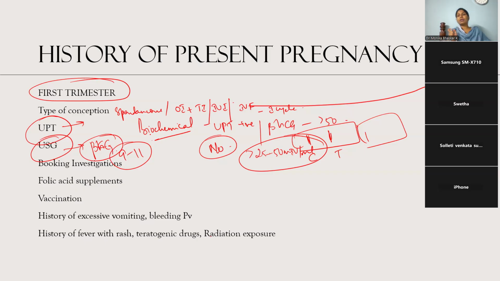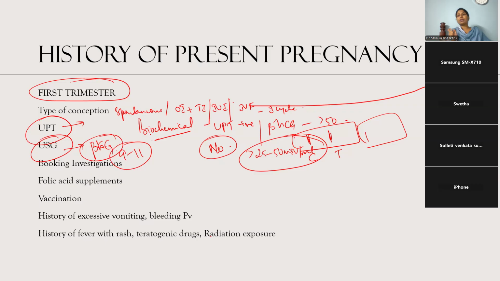So if the value of beta HCG is more than 1500, you can do a transvaginal scan to visualize the gestational sac. But if you want to do a transabdominal sonography, then the beta HCG value should be at least 5600. So 1500 for TVS and 5600 for TAS. So this is the level of beta HCG where the gestational sac must be visible.